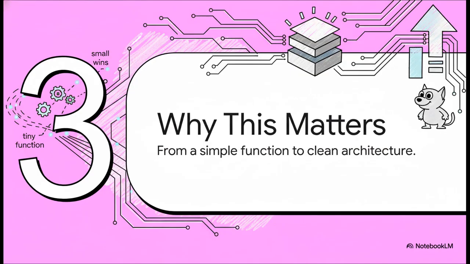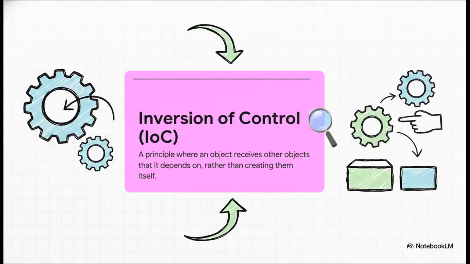Now, this might seem like a pretty small victory for one tiny function, but this principle, this one idea, is literally the foundation for building clean, scalable, and professional Go applications. Let's zoom out and look at the big picture. What we've just done is an example of a huge concept in software engineering called inversion of control.